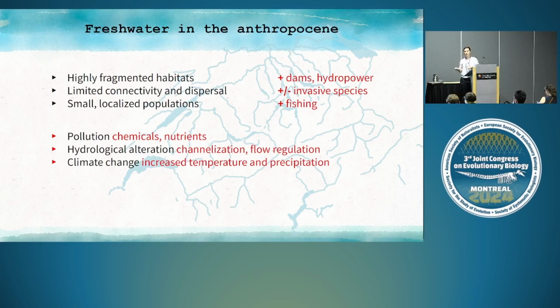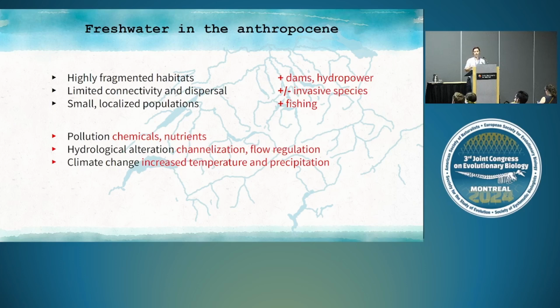But we also have humans who move, for example, boats between different lakes, so we introduce new invasive species at a higher rate. And this, of course, also affects the localized and small populations. But we also have, for example, direct exploitation in the form of fishing pressure. And in addition to that, we have pollution, such as chemicals and nutrients, hydrological alterations, such as channelization or flow regulations, and of course, climate change.